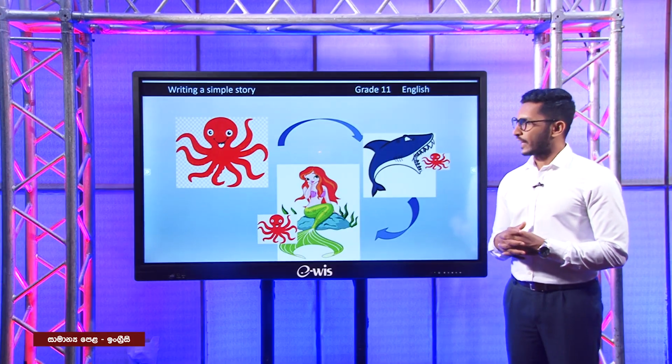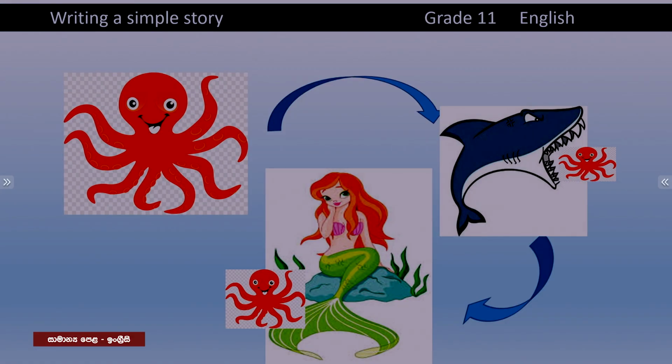Look at the picture on the left. So what is it? You can see it has 8 hands. What do you call them? They are tentacles. So what is it? Of course, it's an octopus.